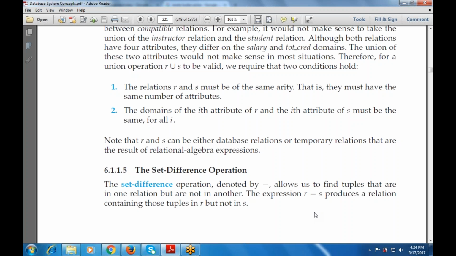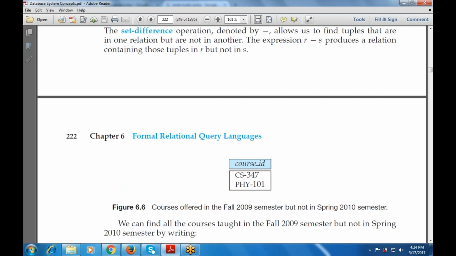Next is the set difference operation, that is denoted by the minus. Finding all the tuples that are in one relation but not in another relation is done by the set difference. Therefore the expression R minus S produces a relation containing those tuples in R but not in S. This is a course ID, CS347, PHY101.